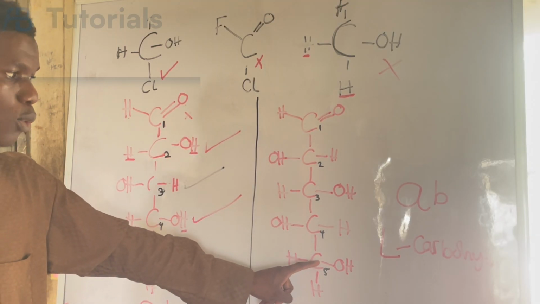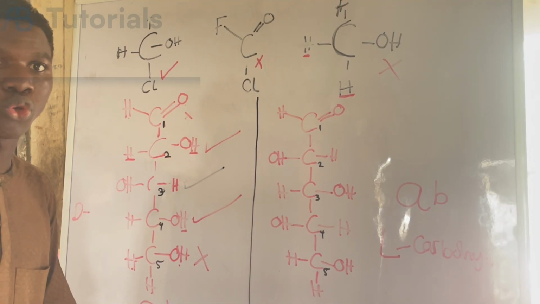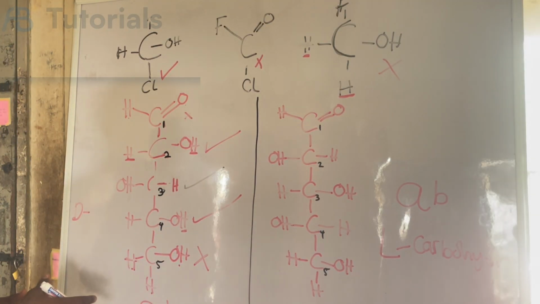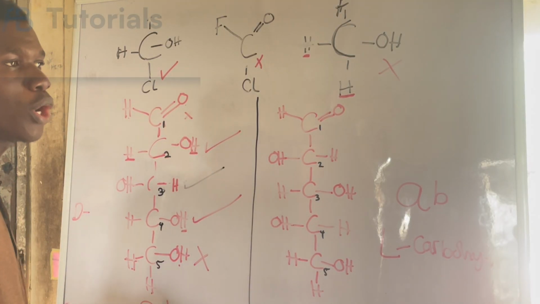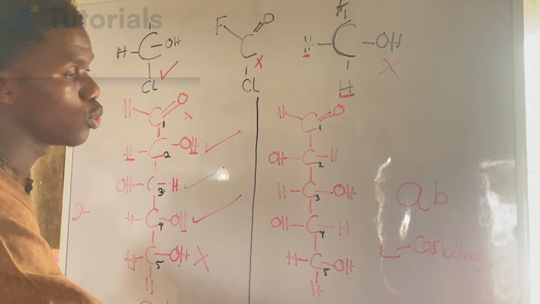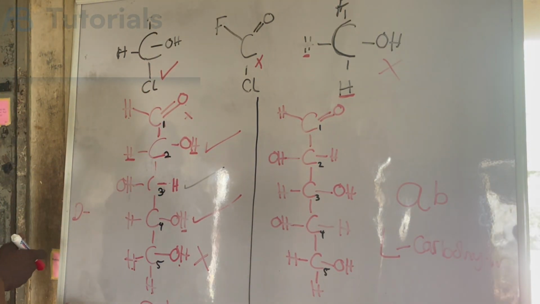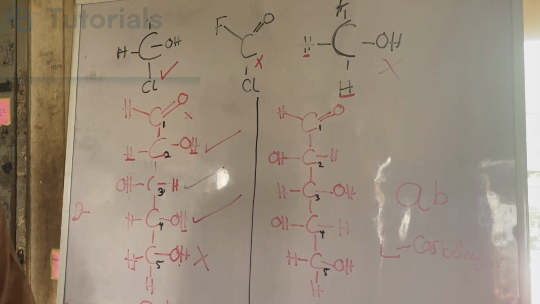But don't forget, this is not a chiral carbon. So in any structure you see, just look at the last chiral carbon. If you notice that the OH on it is on the right hand side, you will know that this is a D carbohydrate. And if the OH is on the other side, you will know that this is an L carbohydrate. Thank you.